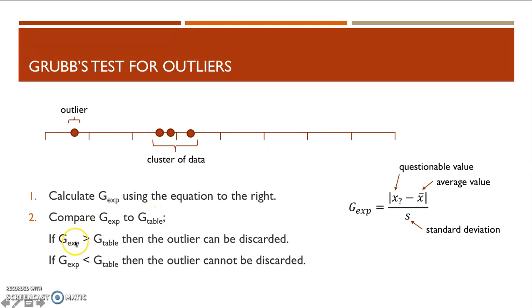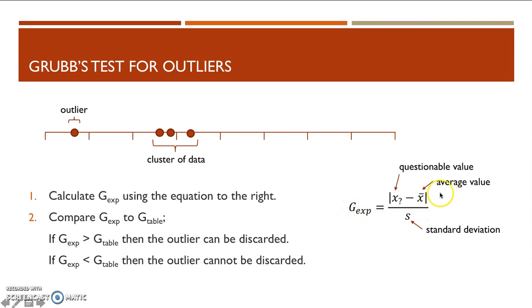And if your experimental G-value is greater than the G-table value, then the outlier can be discarded because the two things are statistically different. If the experimental G-value is less than the table value, then the outlier cannot be discarded because they're actually a part of the same data set.